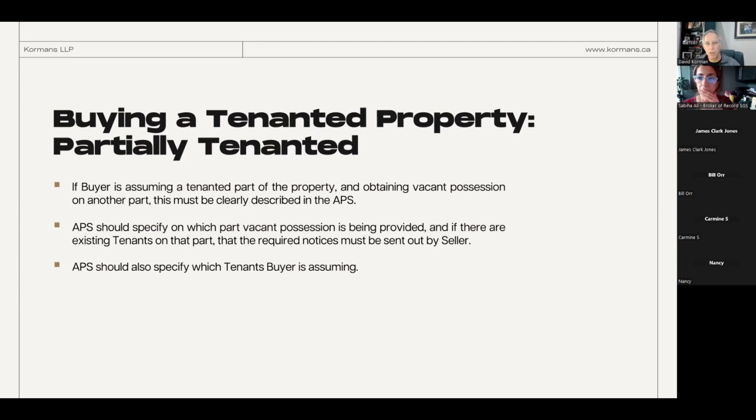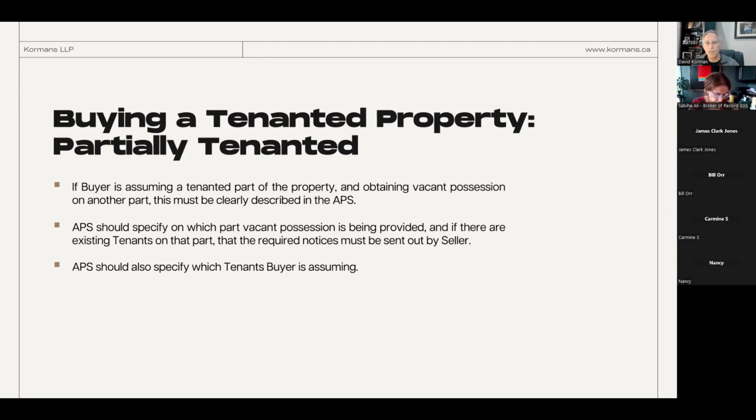You have to make sure in your agreement of purchase and sale that this is clearly described. Okay, we're not getting vacant possession. We're getting vacant possession of only part of the property. We're getting vacant possession of the upstairs, or however you're going to describe it. Maybe there's more than one unit in there. You're getting vacant possession of unit 1, but we're not getting vacant possession of unit 2. The buyer's going to assume the tenancy on unit 2.